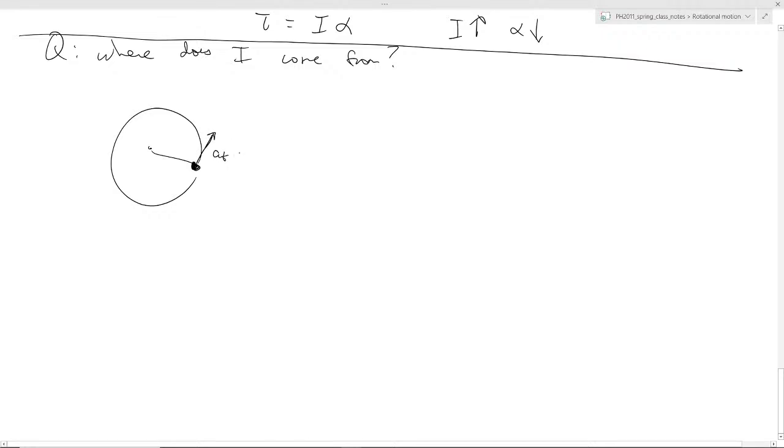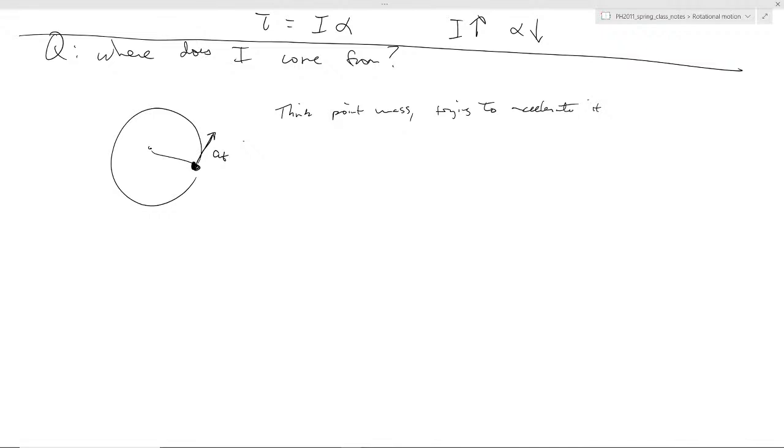If we wanted to accelerate this thing, think of it as a point mass, and you're trying to accelerate it. When I'm talking about acceleration, I mean the tangential acceleration. You're trying to speed it up. We're not talking about the centripetal acceleration in this case.